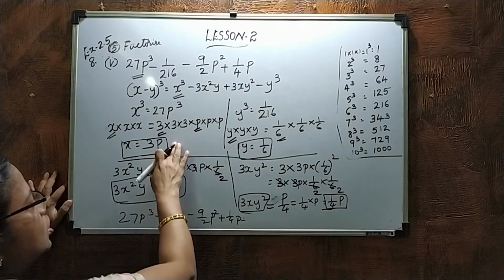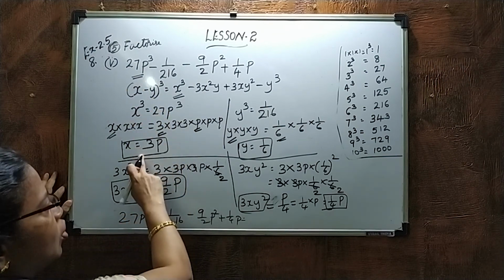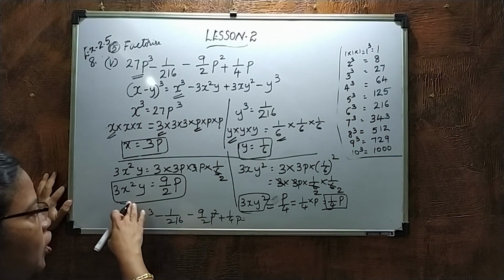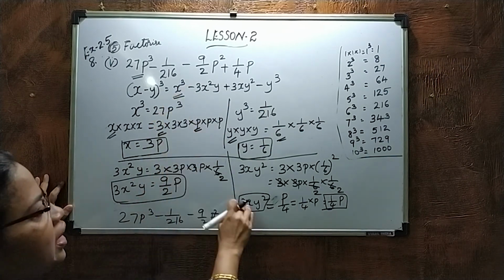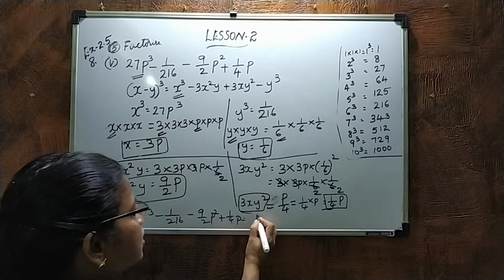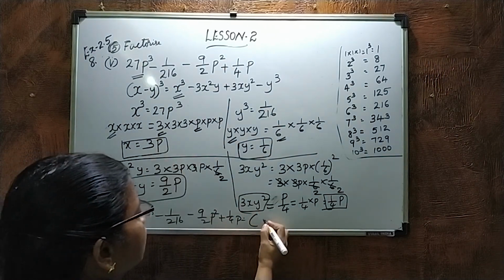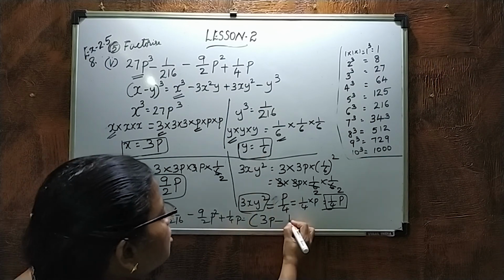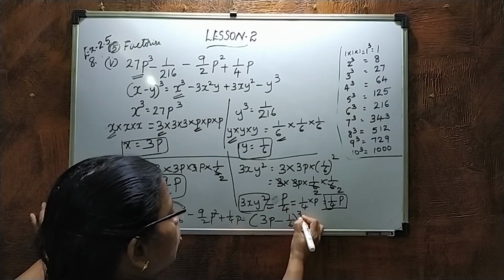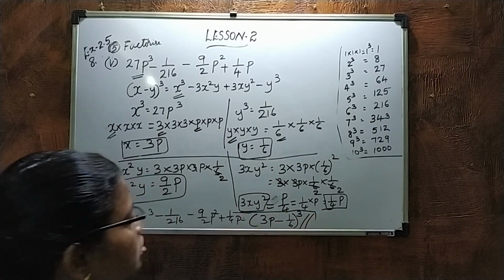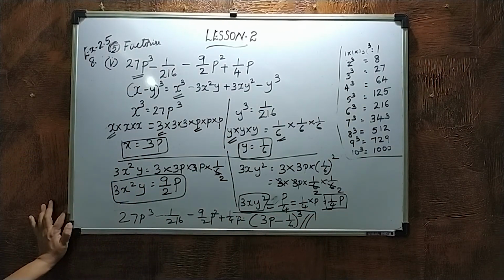It is x cube, meaning 27p cube, you got x, and y also you got. With this x and y, you got 3x square y correctly and 3xy square also correctly. That is why the answer is (x minus y) the whole cube. X is 3p, minus y is 1 by 6, the whole cube. This is the answer you will get: (3p minus 1 by 6) the whole cube.